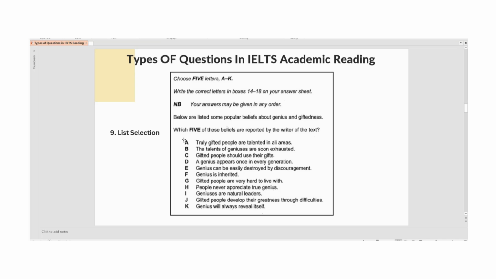All these options from A to K are about genius and giftedness, but you have to find five of these beliefs which are reported by the writer of the text. You got my point? So all these options are related to genius and giftedness, but what you have to do is find five of these options which have been reported by the writer in the passage. You got my point? So this is the list selection question.